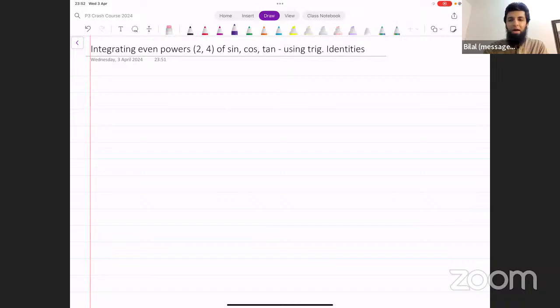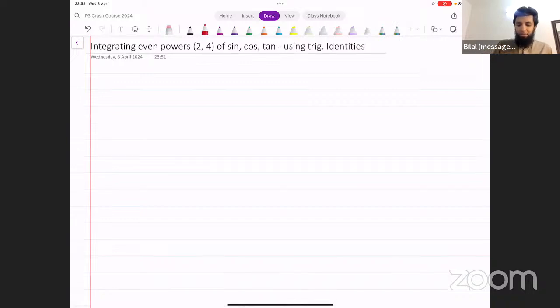You need to remember how you're going to integrate sine square, cos square, tan square, and sine raised to power 4, cos raised to power 4, right? You need to be able to integrate all of these. Now, how are even powers integrated? You need to remember even powers of these trigonometric functions are integrated using trig identities. Okay. Now let's see how that is going to work.